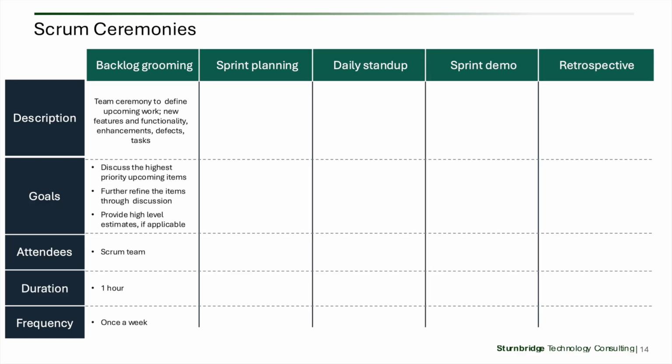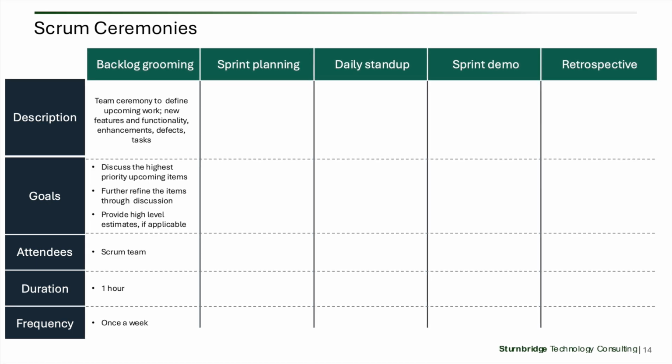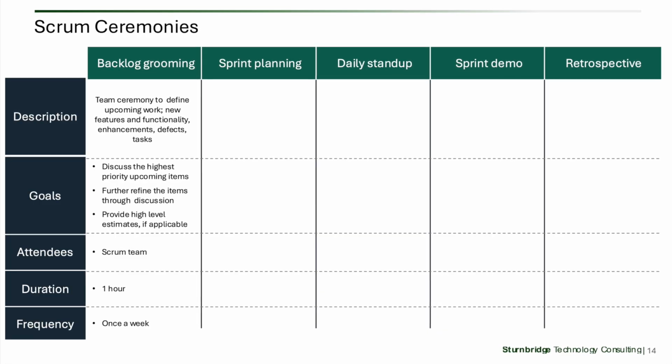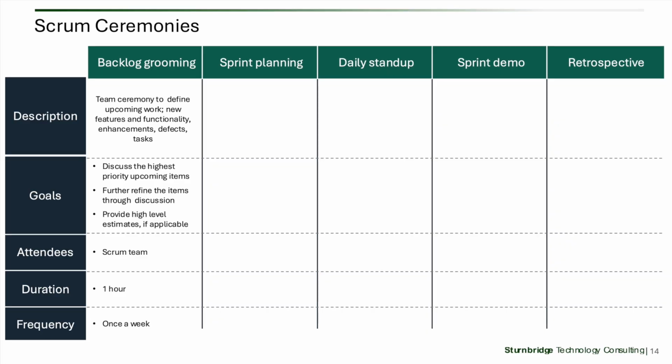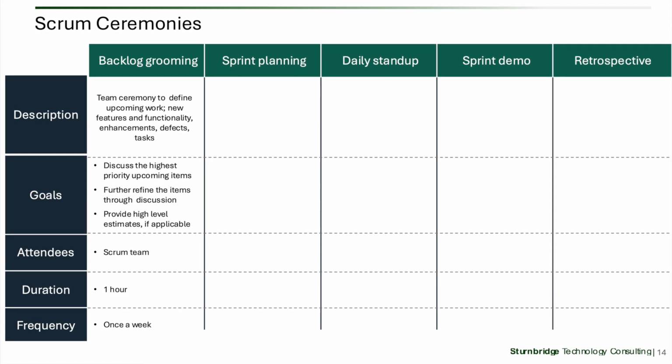Backlog grooming. The backlog grooming ceremony is the Scrum ceremony that is used to define the upcoming work. This could be new feature functionality, enhancements, defects, or general team tasks. The goal of the meeting should be to focus on the highest priority items that are to be worked on next in the upcoming sprint.